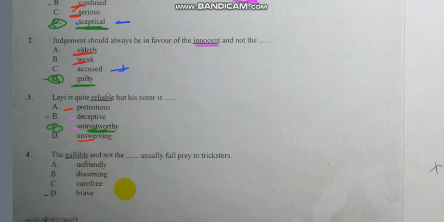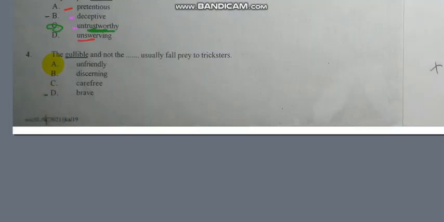And then we have 4, the gullible and not the dash, the opposite of gullible, usually fall prey to tricksters. Well, who is a trickster? Someone who tricks you. Okay? When you go to Freetown, those thieves, they try to trick you. And they can easily trick the gullible. Okay? Someone who is gullible is just someone who is easily convinced. Right? What is the opposite? The word most opposite in meaning to the word gullible?